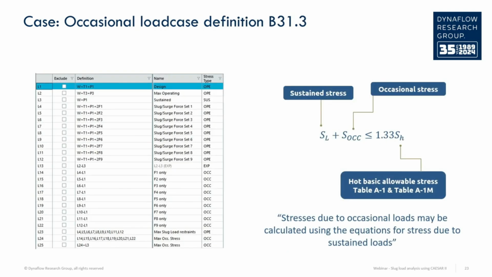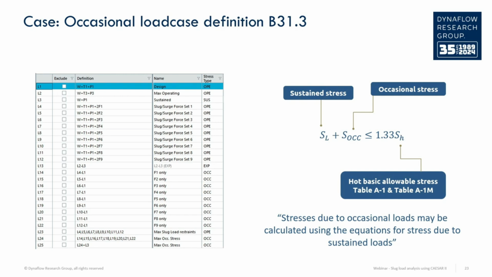Important for the slug analysis is also how to define the load cases. These may be governed by a pipe stress specification, but otherwise you will have to create them yourself. In this case, we will use the B31.3 code to perform the stress analysis on the system. In that code, it states that the stresses due to occasional loads may be calculated using the equations for stress due to sustained loads. The sum of the stress due to the sustained loads and the stress due to the occasional loads shall not exceed 1.33 times the basic allowable stress.